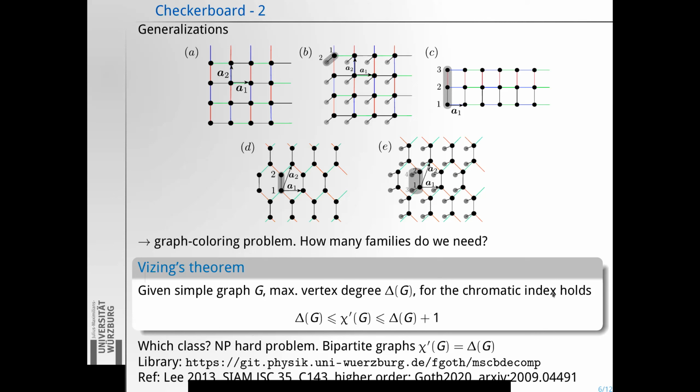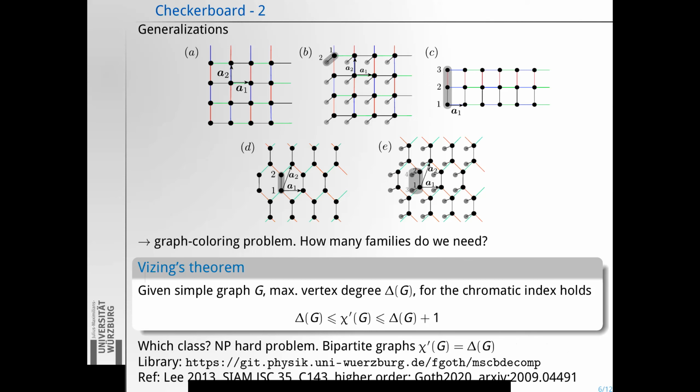To decide in which class your particular graph is, is an NP-hard problem, but it is known that for bipartite graphs the chromatic index is always equal to the maximum vertex degree. Either you figure that out yourself, or you use libraries for doing this graph decomposition. Here I've written down a particular implementation, which implements the algorithms given in this paper by Cheryong Lee from 2013. And if you're curious about generalizing this to higher orders, this is the arXiv reference down here.